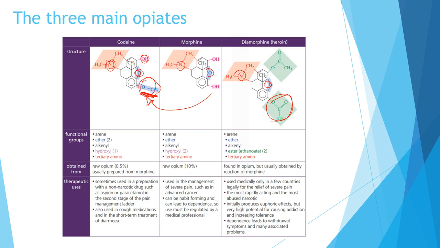Diamorphine has a high risk of dependence and a very strong narcotic effect, okay, but it gets tolerance quite quickly, and also has quite severe withdrawal symptoms and various other problems associated with that.